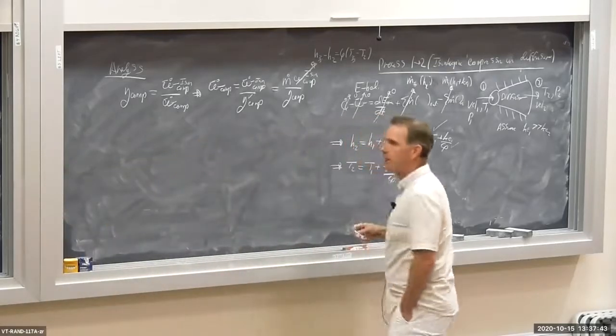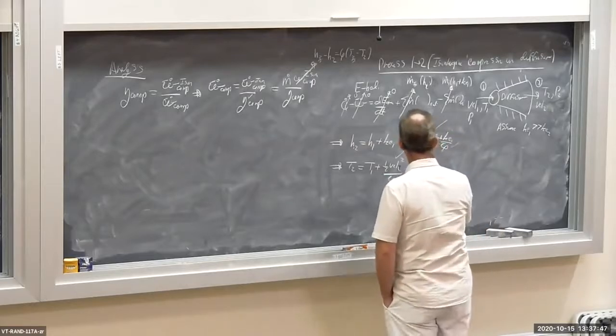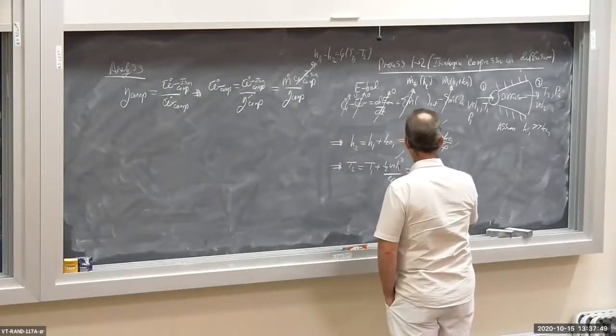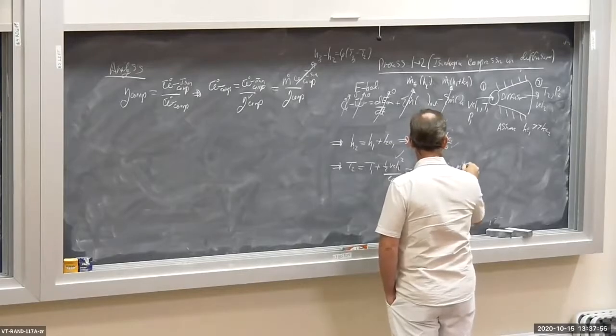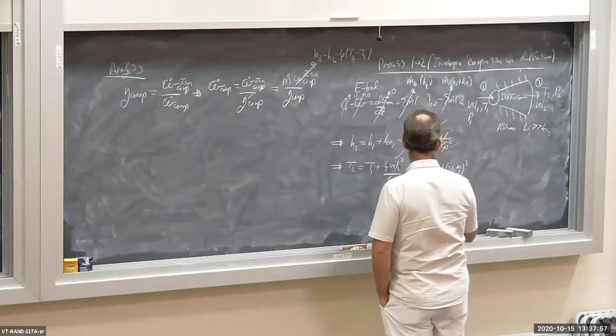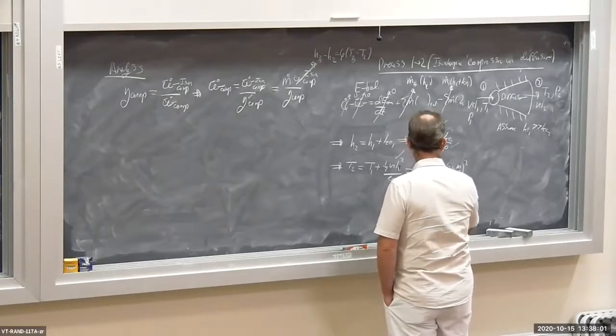So let's plug in here. We've got 241 degrees Kelvin plus 1/2 times 320 meters per second squared, divided by Cp, which is 1.005 kilojoules per kilogram Kelvin.